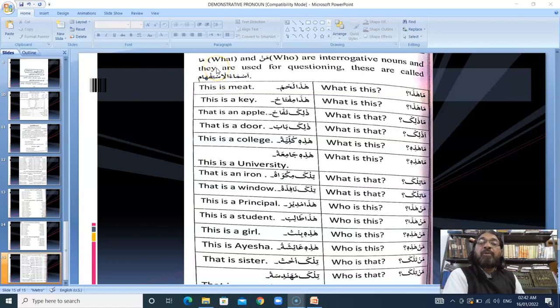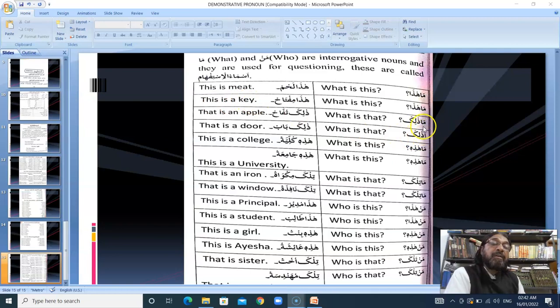So here you only have to memorize two things, ma and man. Ma for non-living things and man for living things, غير عاقل and عاقل, for questioning. Have a look here at how the interrogatives are used. Ma haza, what is this? Haza lahmun, this is meat. Ma haza, what is this? Haza miftahun, this is the key.